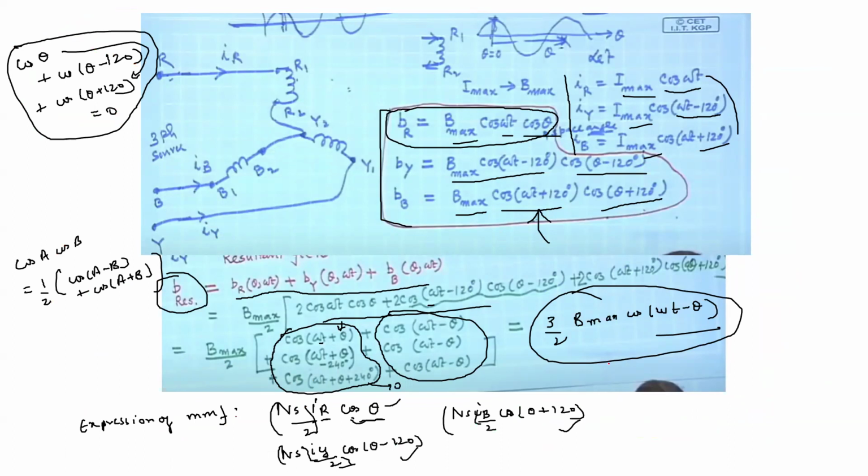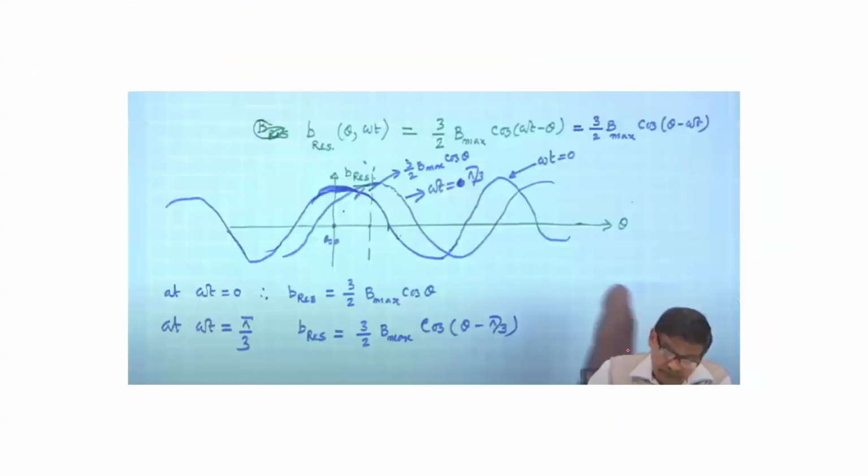So under normal situation, when you give three-phase currents which are distributed in time to three-phase windings which are distributed in space, you get a resultant MMF like this. So this is what Sir has also written in his class. He also got the same thing.